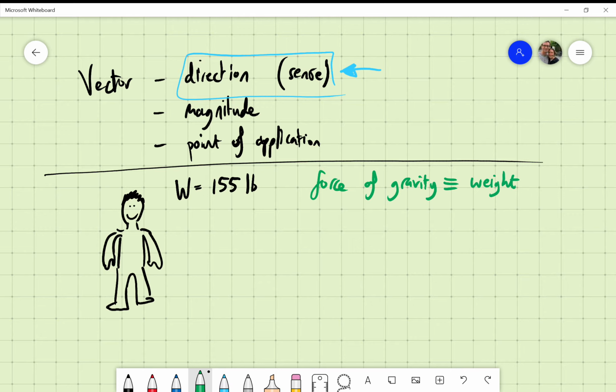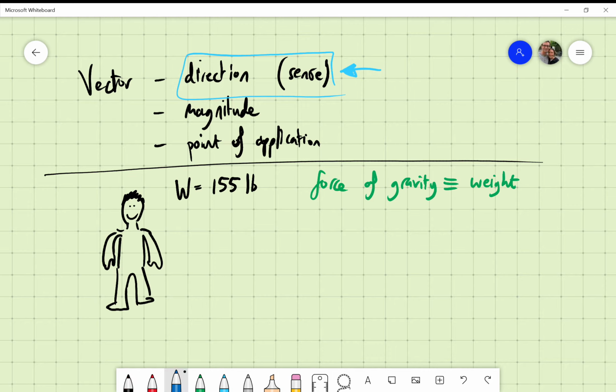Triple equal sign, by the way, means equal and equivalent in all situations. That's some logic language for you. And it always does have a direction, and that direction is towards the center of the Earth. For everyday purposes. We could argue about that, but that's the basic meaning for what you need to know. It's a force, it has a direction, it has a magnitude. Magnitude in this case is 155, and the direction is straight down.